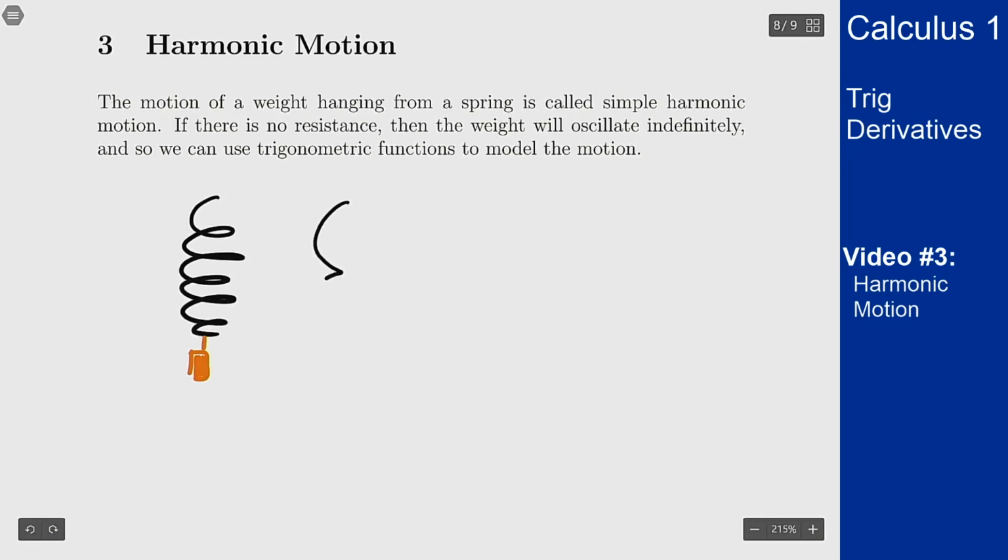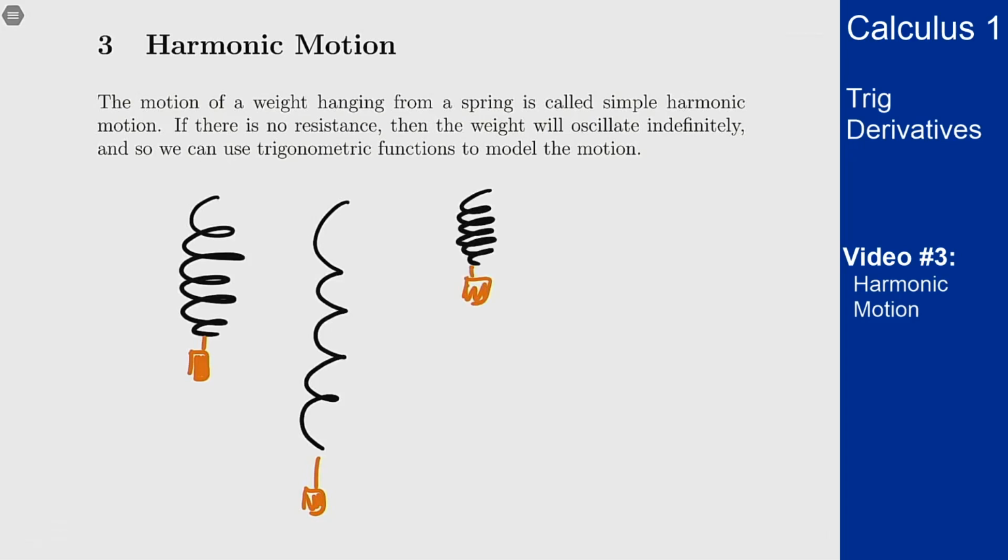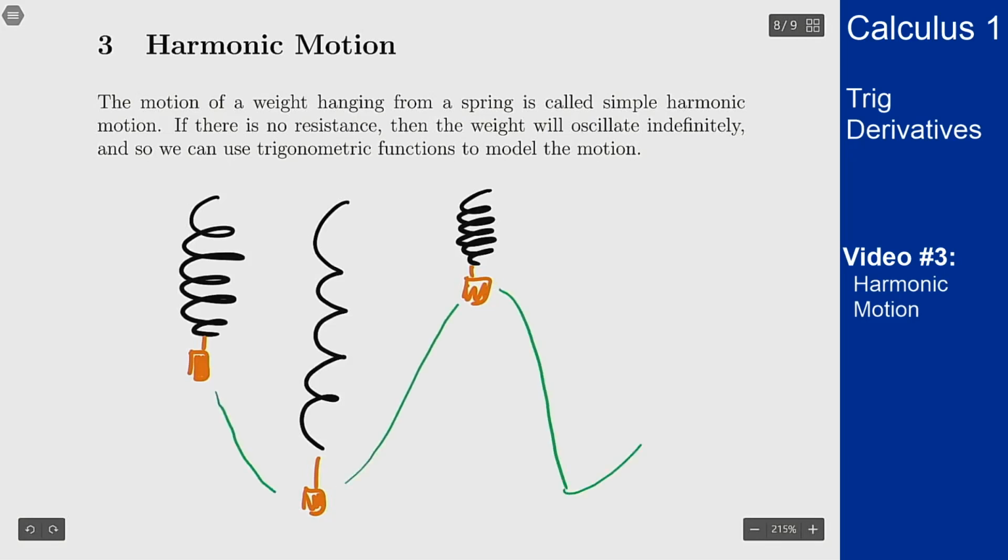So if I pull it down, the spring will stretch with the weight, and then it'll bounce back up and the spring will compress with the weight up here. So this process of the weight bouncing up and down is what's called harmonic motion. And the point here is if there's no air resistance, which doesn't happen normally, but if we assume there's no air resistance, then this weight will just oscillate down and up indefinitely, and so we can use trigonometric functions to model them. The fact that this works with trig functions has a lot of physics involved, but you can eventually show that trig functions are the way to go to model this sort of motion.